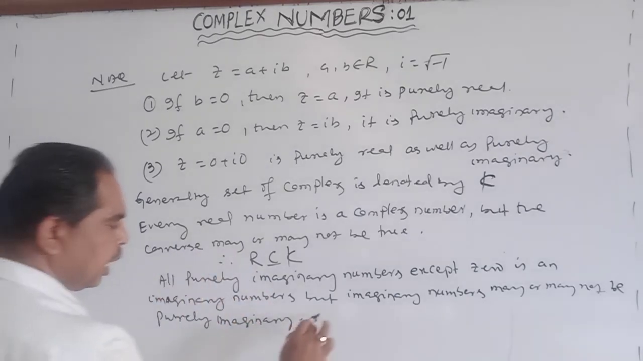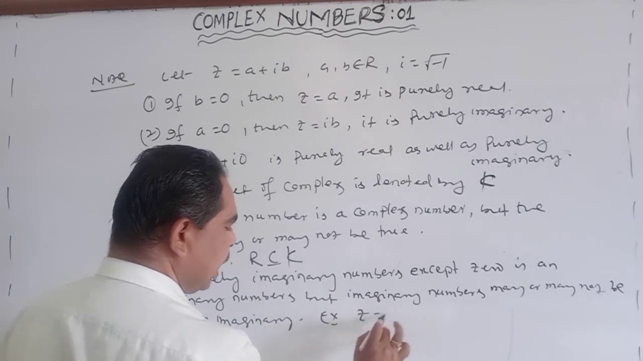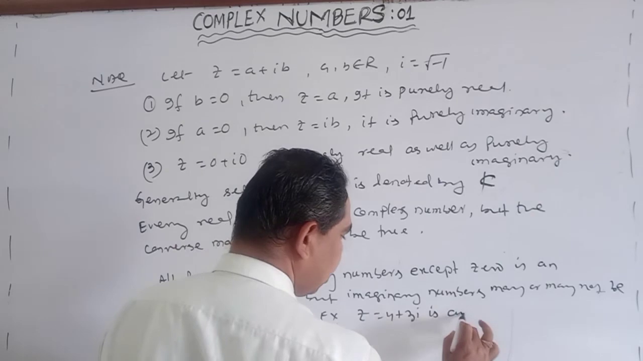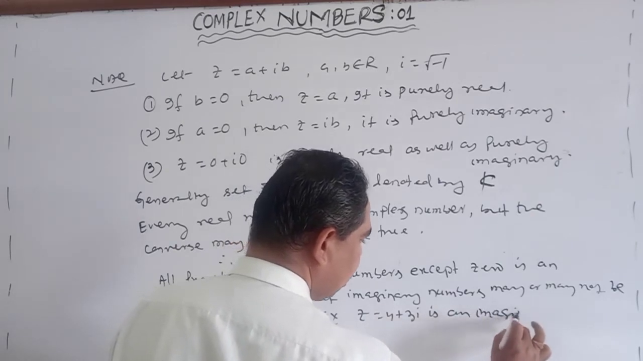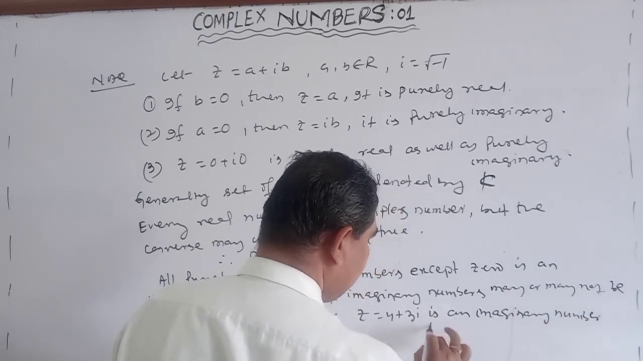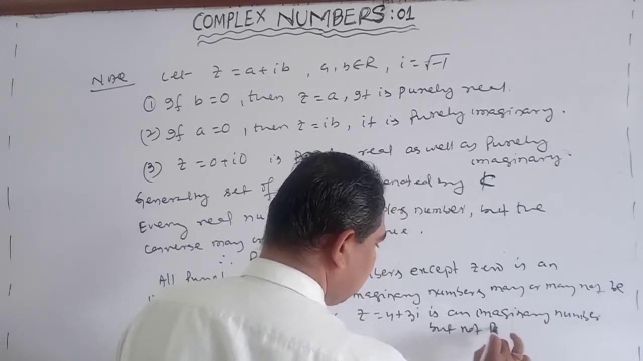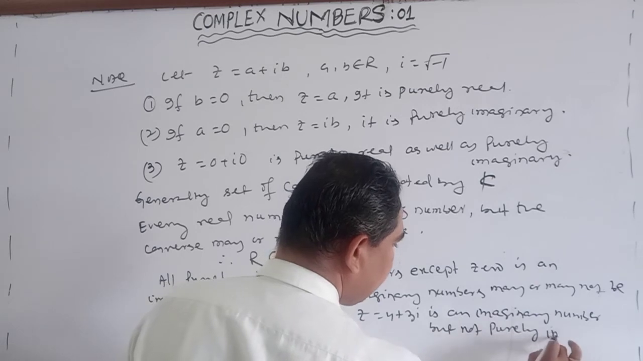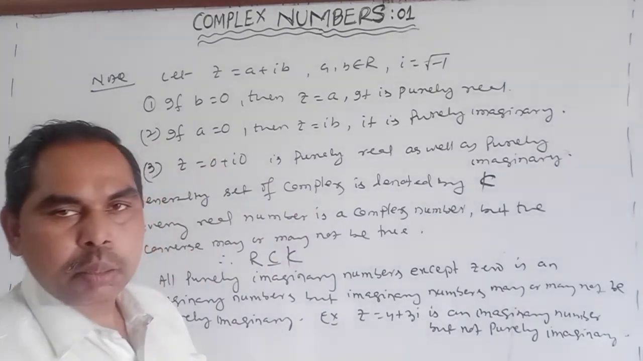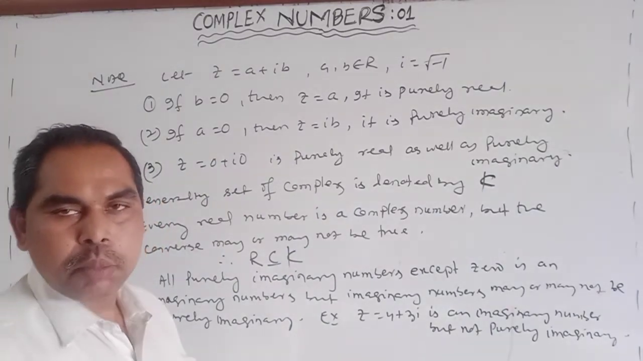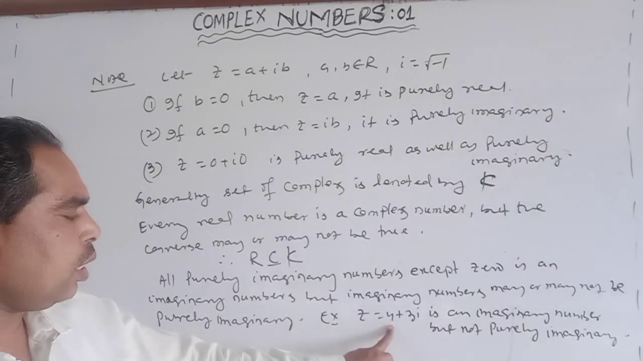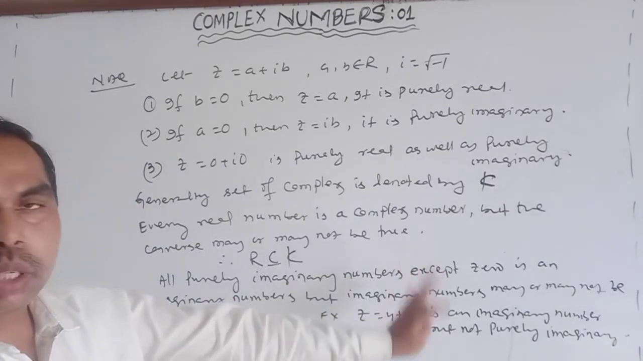Okay. Example, z is equal to 4 plus 3i is an imaginary number, but not purely imaginary. Purely imaginary means the real part must be 0. Here the real part is not 0, therefore it is imaginary but not purely imaginary. Okay.